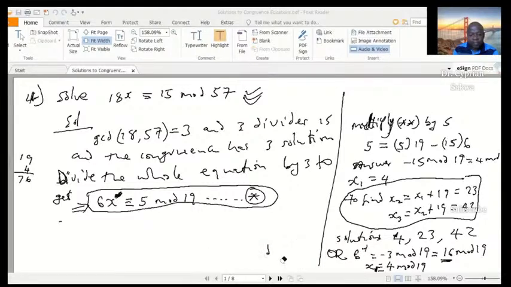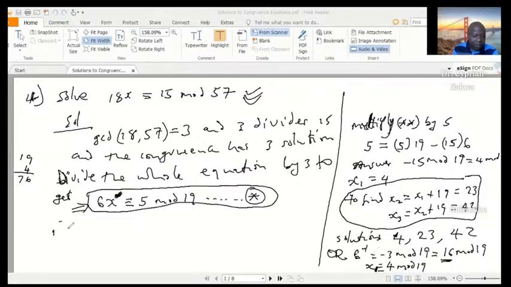I found it to be 4. Using Euclid's extended algorithm, I found the inverse of 6 to be 4. So you can even want to use Fermat to find the inverse. But once you find the inverse as 4, what was the inverse actually? It was 16, not 4. Once you find the inverse as 16, multiply that inverse on both sides of this equation.